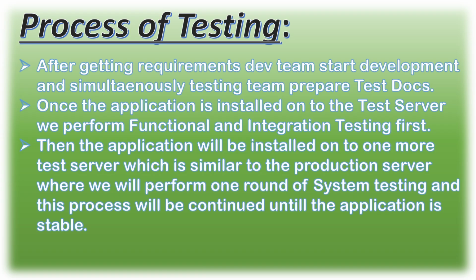Let's see some points. This is the process of testing, as I have mentioned. After getting requirements, the dev team starts development and simultaneously the testing team prepares the test documents. Once the application is installed onto the test server, we perform functional and integration testing first. Then the application will be installed onto one more test server, which is similar to the production server, where we will perform one round of system testing, and this process will continue until the application is stable.